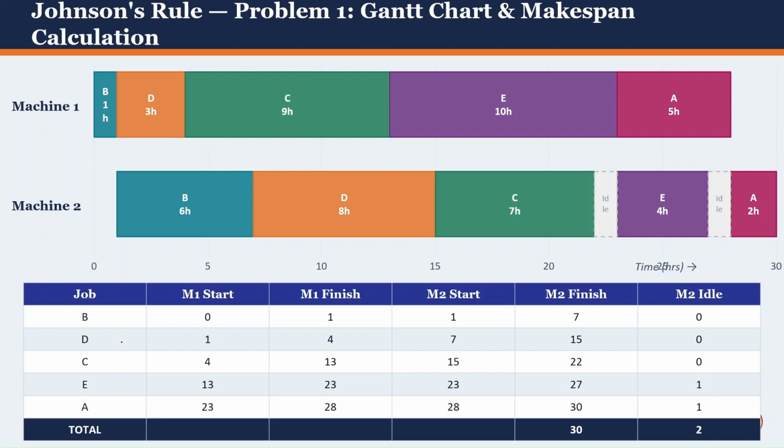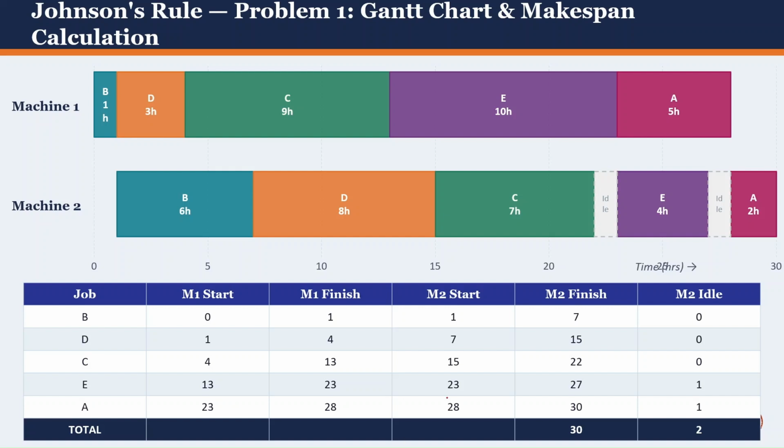Then at the first hour D is going to start. Then it will work for 3 hours. Then the finish will be on the 4th hour. Then from the 4th hour, it will go to C, 4 to 13, 13 to 23, 23 to 28. Now machine 1 will be running for 28 hours, if I talk about only the machine 1 time.